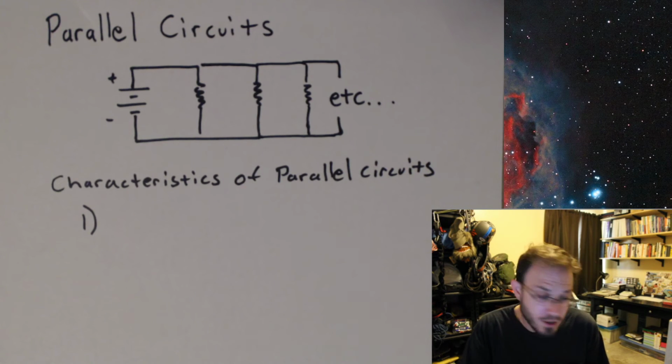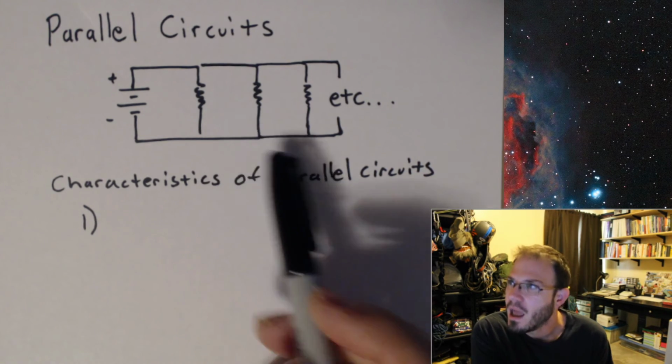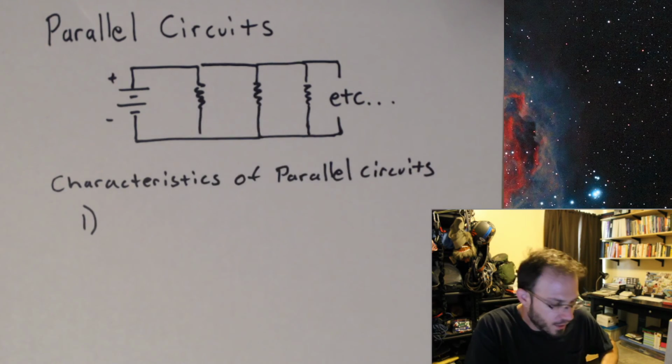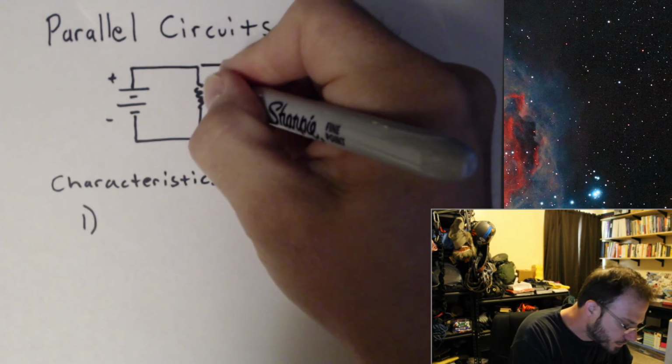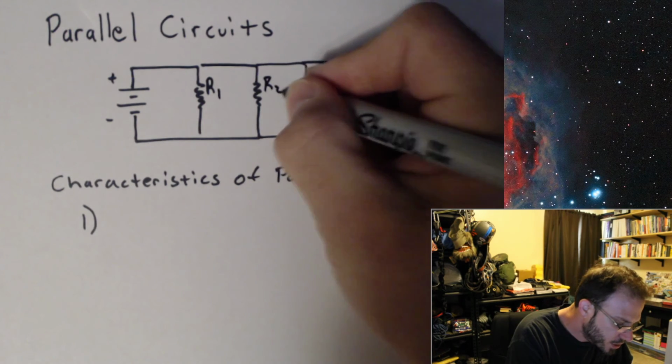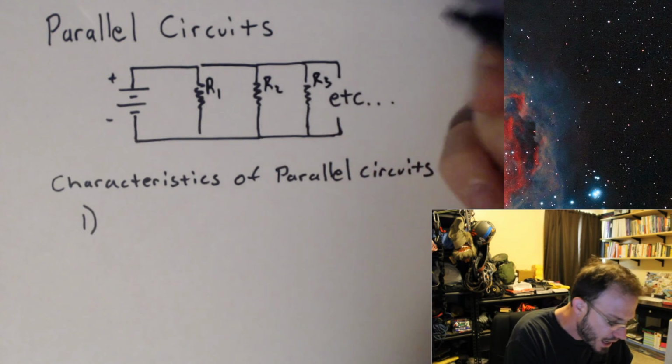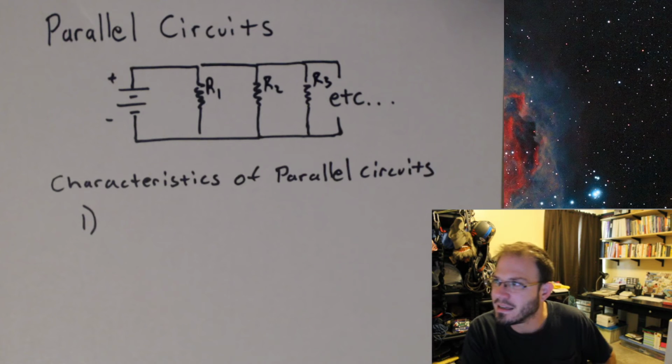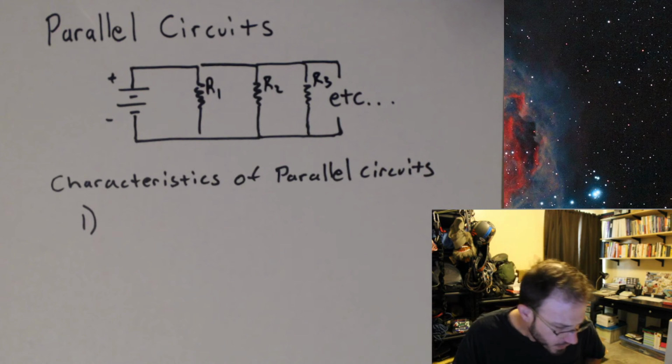So parallel circuits, what are they? First off, a parallel circuit looks like this. Let me list this as R1. Let me list this as R2 and R3. And of course, we can put as many things in parallel as we want.